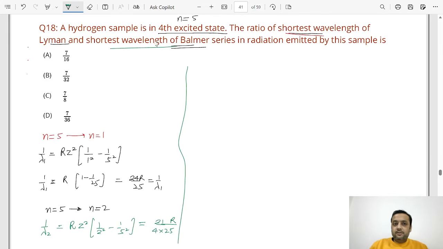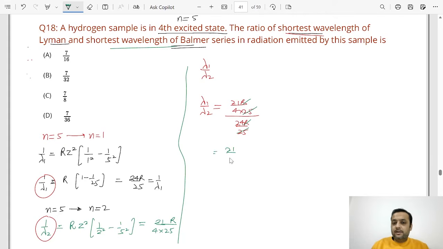And we have to find the ratio of lambda 1 upon lambda 2, right? So if I divide equation 2 by equation 1, you will get directly lambda 1 upon lambda 2. And this will become 21R by 4 into 25 divided by 24R upon 25. Look here, 25 and 25 get cancelled, R and R get cancelled.